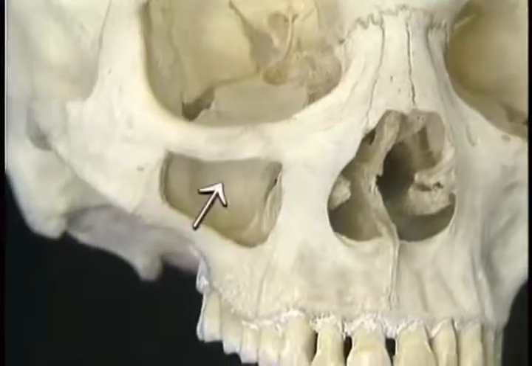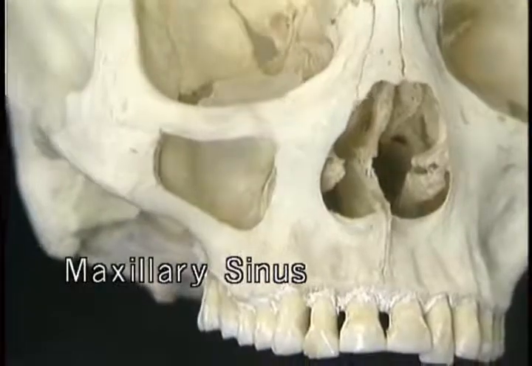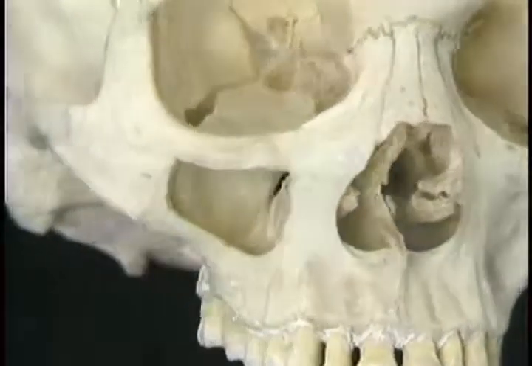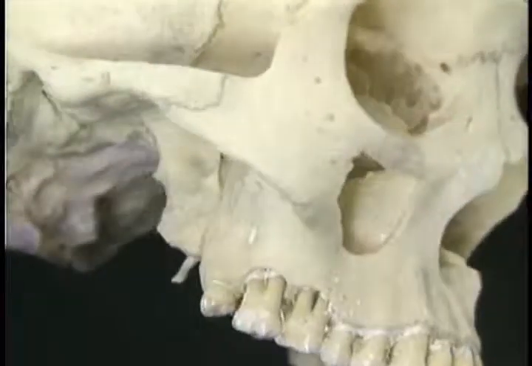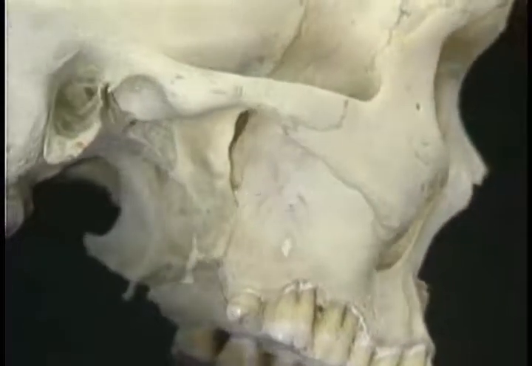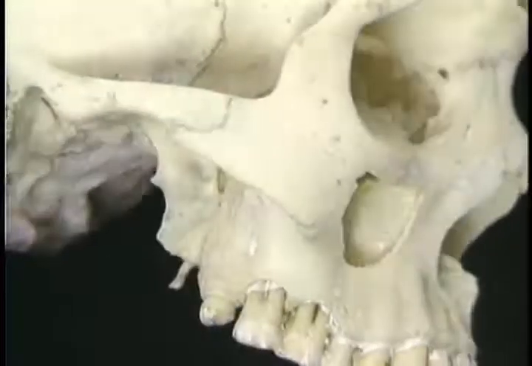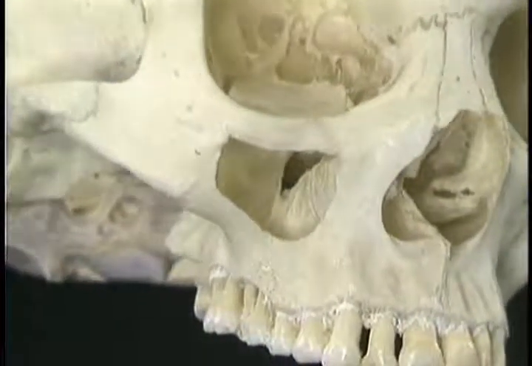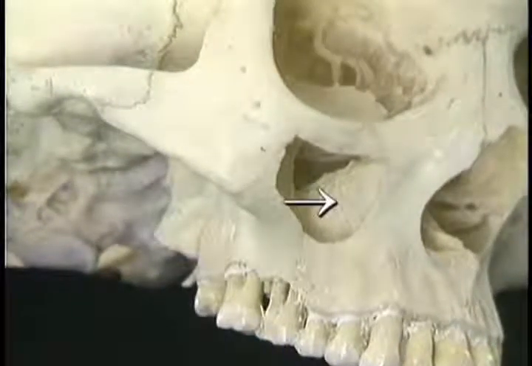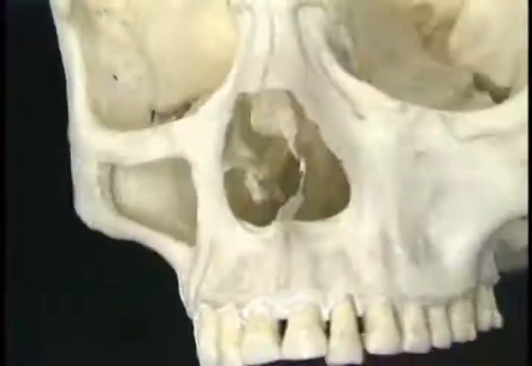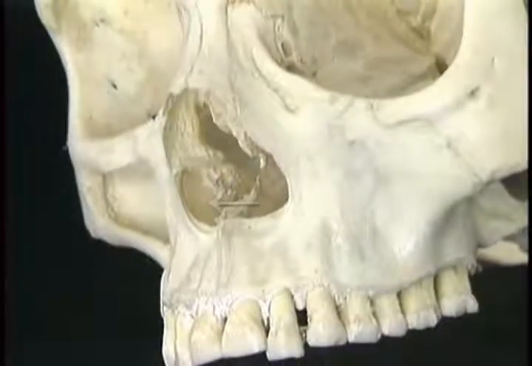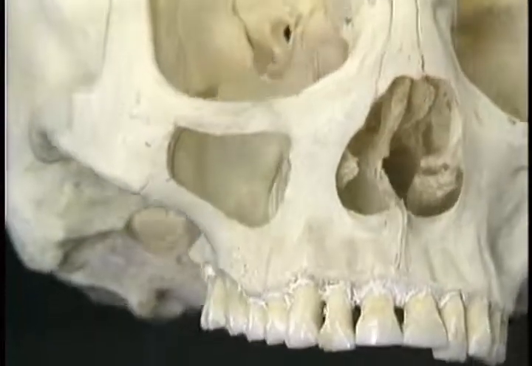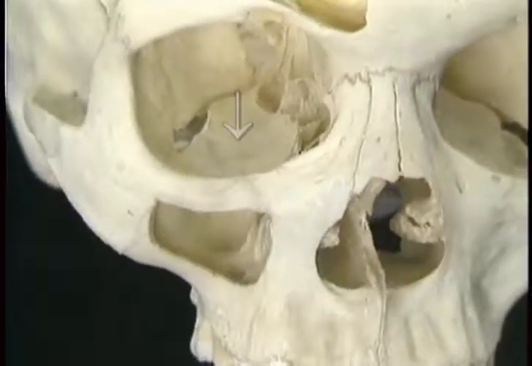Here's the cavity for the right maxillary sinus, also known as the maxillary antrum. It extends backwards to the part of the maxilla that borders the pterygomaxillary fissure. It extends downwards almost to the root of the upper molar and premolar teeth. The medial wall of the maxillary sinus is also the lateral wall of the nasal cavity. Its roof forms a large part of the floor of the orbit.